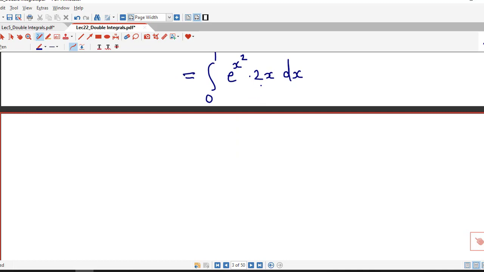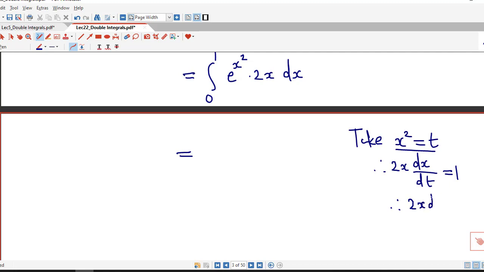Now to integrate this, we can take x square equal to t. We can change the variable. Suppose we consider x square equal to t. Then we have 2x dx by dt equal to 1. We are differentiating the equation x square equal to t with respect to t. So the derivative of x square with respect to t is 2x times dx by dt by the chain rule, and the derivative of t with respect to t is 1. So we will replace 2x dx by dt.